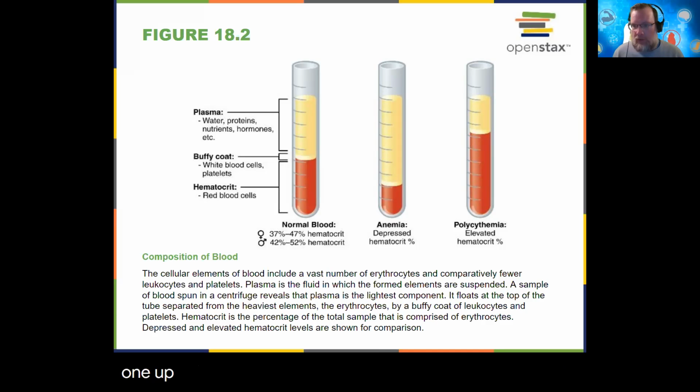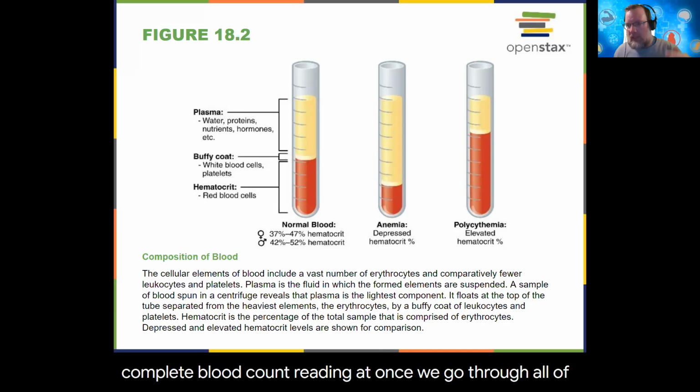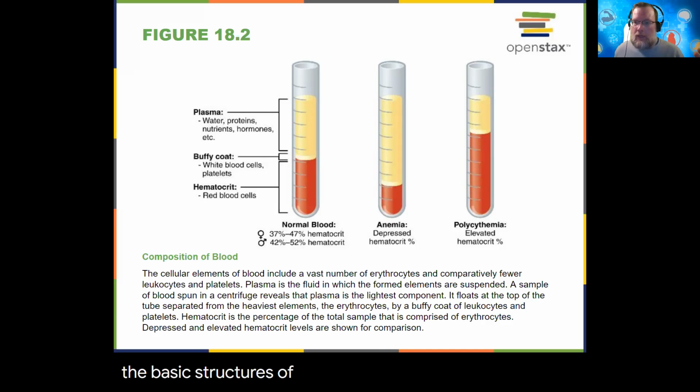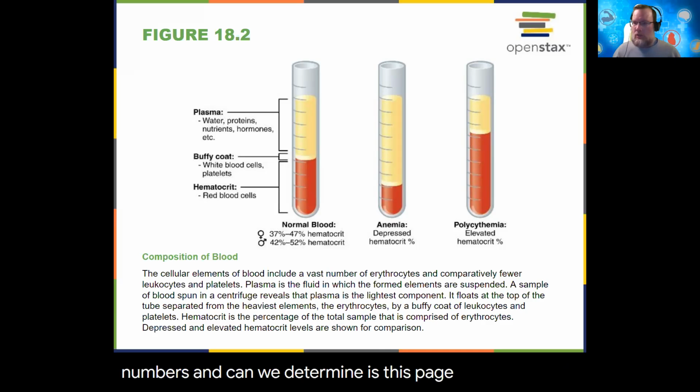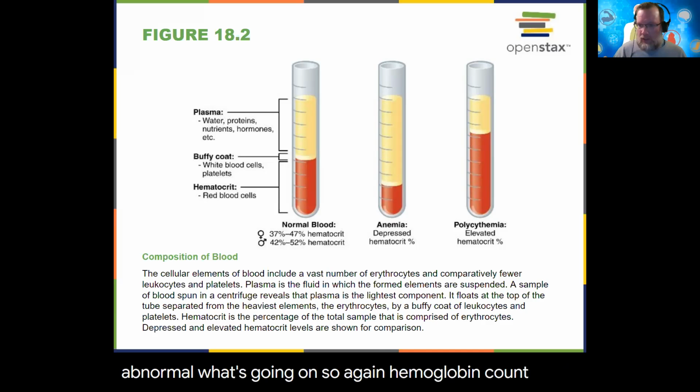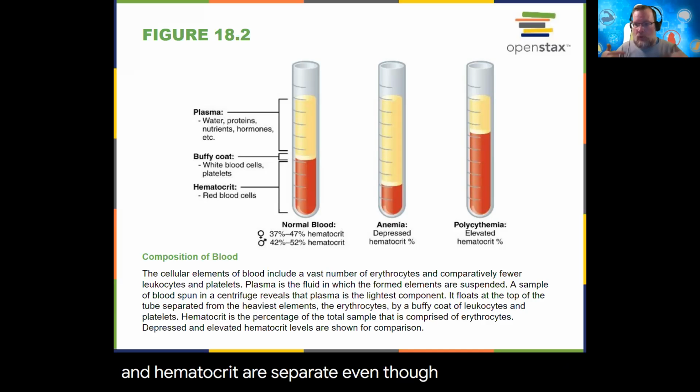I'll pull one up on Thursday, a sample complete blood count reading. Once we go through all of the basic structures of blood, Thursday we'll look at, all right, what does a clinical readout look like with each of these numbers, and can we determine, is this patient normal, abnormal, what's going on? So again, hemoglobin count and hematocrit are separate, even though they both are analyzing red blood cells. All right, so we'll keep going.